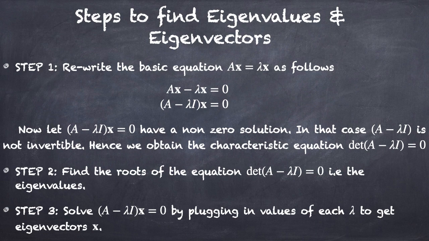Okay. So now the next step is to find the roots of the equation. So once we find the determinant of A minus lambda I, it will be in the form of an equation, and we need to solve that equation in order to find lambda, or we need to find the roots of lambda. And those roots of lambda would be the eigenvalues. Alright, so the third step would be to plug in those eigenvalues in that equation to get the values of each lambda corresponding to the eigenvectors x. Okay, so now let's see an example just to make it more clear.